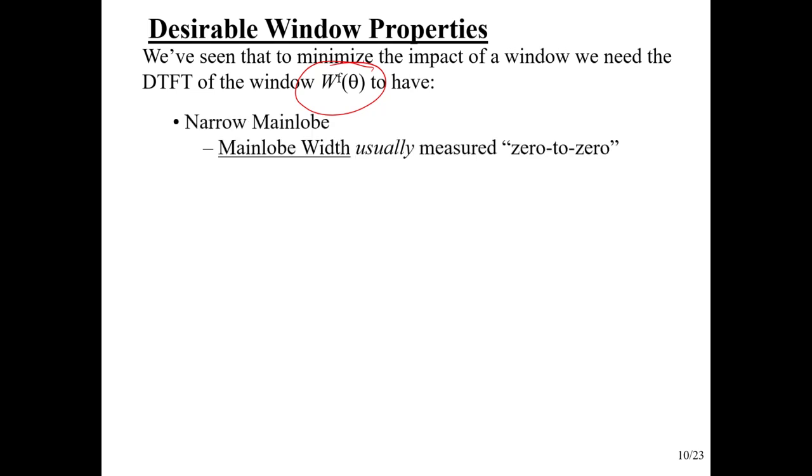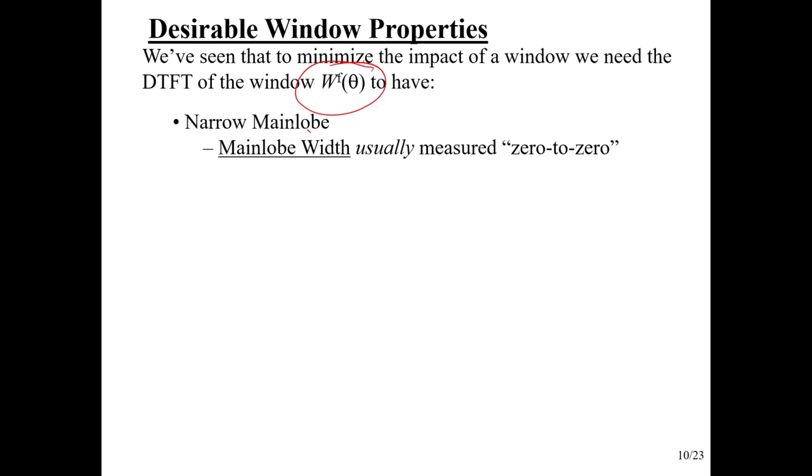So the impact of the window, we understand it by looking at the DTFT of the window. And so for the rectangular window, we saw what that thing looks like. And we pulled out some characteristics of this DTFT of the window. In fact, we were just looking at the part of it, the Dirichlet kernel part of it.